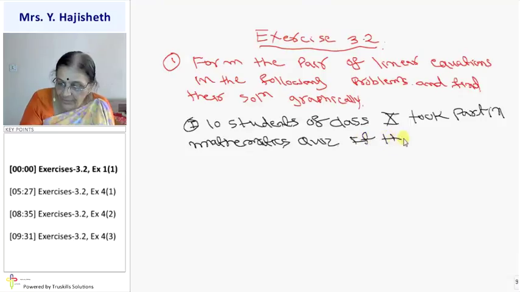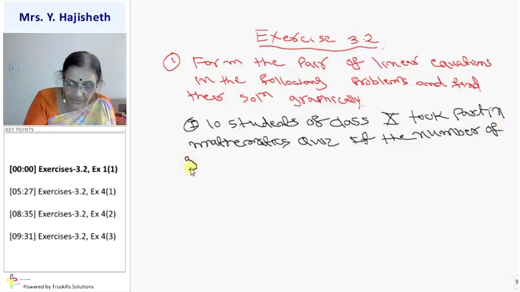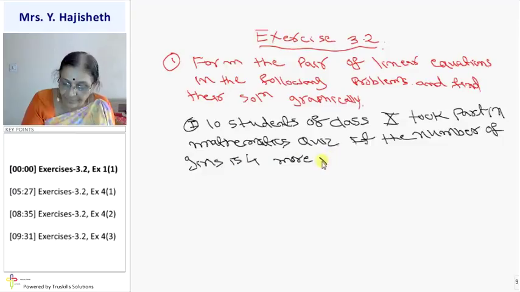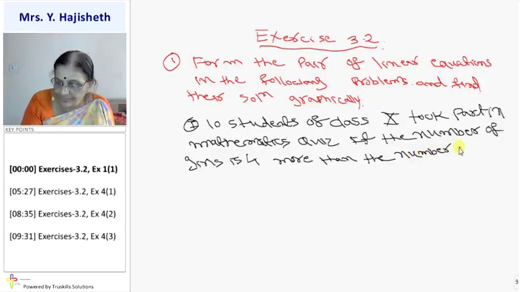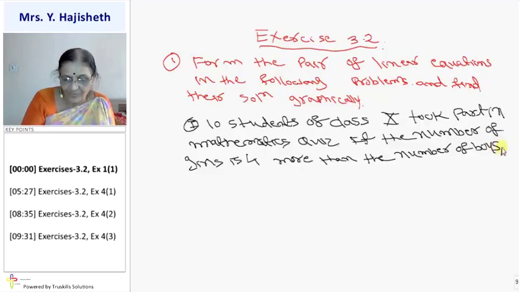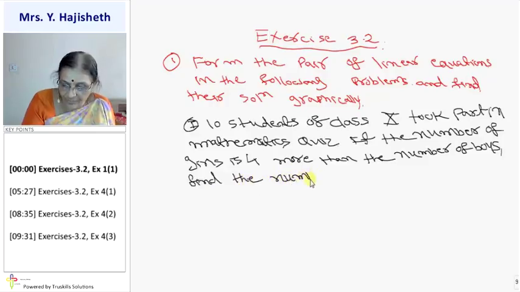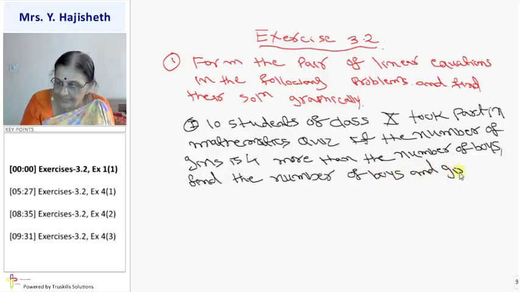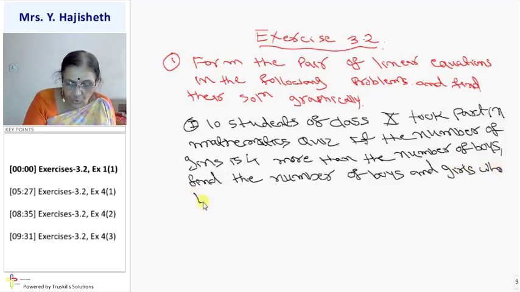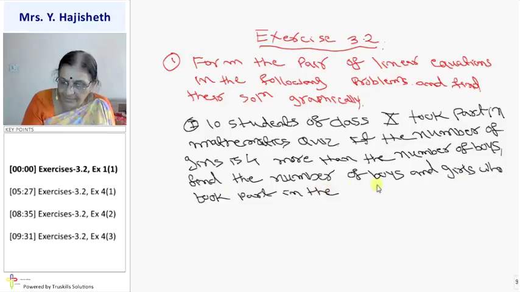If the number of girls is 4 more than the number of boys, find the number of boys and girls who took part in the quiz.